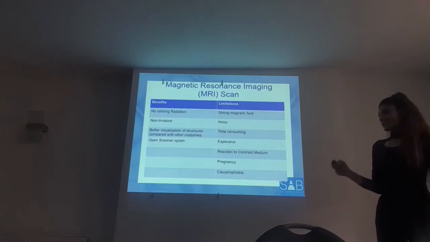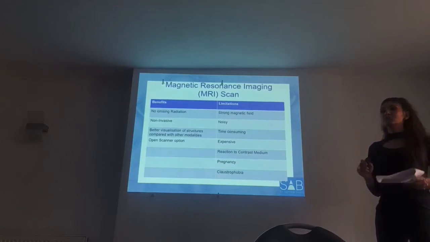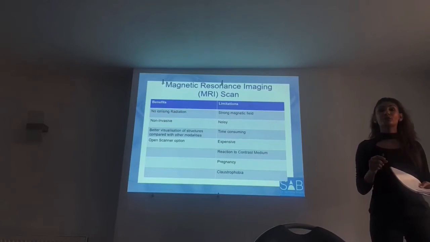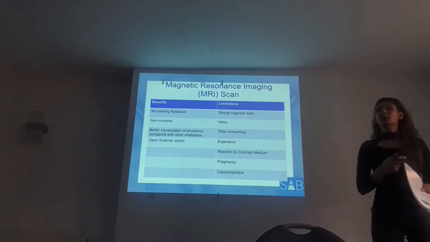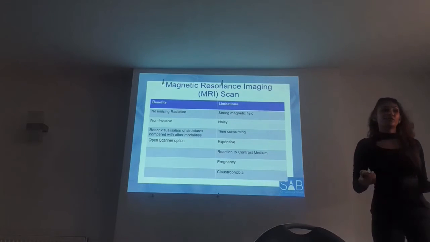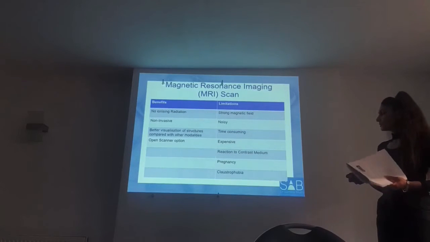It is time consuming. A normal scan of your hips, knees, shoulders will probably take about 20 to 30 minutes of scanning time. But your arthrograms can take a little bit longer. And then more complex studies like we looked at, like cholangiograms and things like that, can take up to an hour or a couple of hours for some of them. So it is quite time consuming.